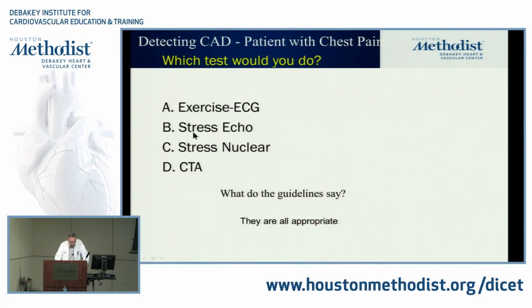So if you have this 55-year-old person that comes in with chest pain, it's not classic of angina, EKG is not diagnostic or normal, enzymes are normal, what would you do next? A, B, C, D. Turns out that if you look at the guidelines, they're all appropriate, actually. You will find that every single one of these tests is appropriate. Now, here at Houston Methodist, we tend to do a lot more of the nuclear stress and the CTs combined.